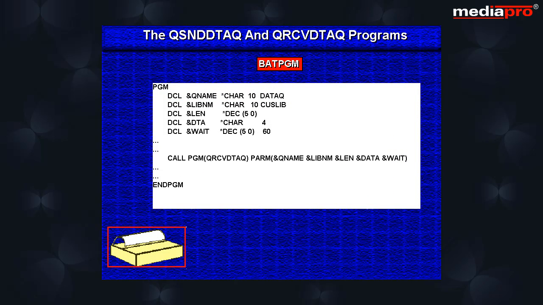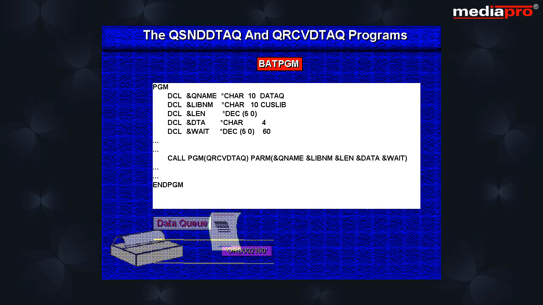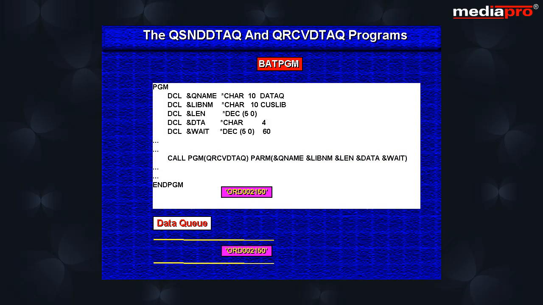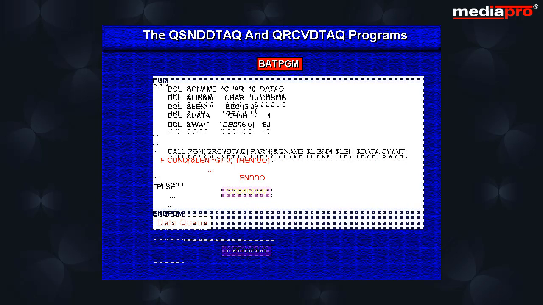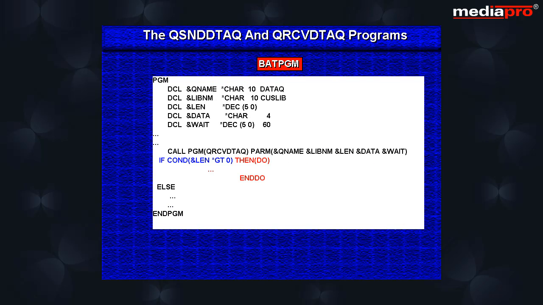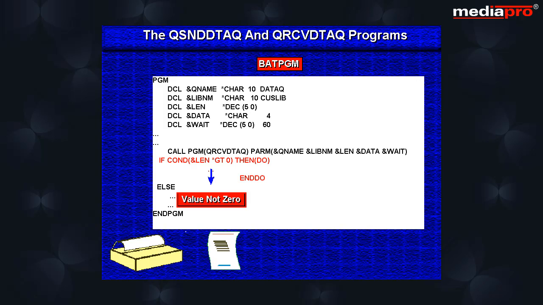We also have a batch job that is running asynchronously with the interactive job and is used to print the orders as they are completed. It uses the QRCVDTAQ program to read entries from the data queue. The program then checks the length parameter to confirm if an entry was received from the data queue. The program will continue with the printing only if this value is not 0.